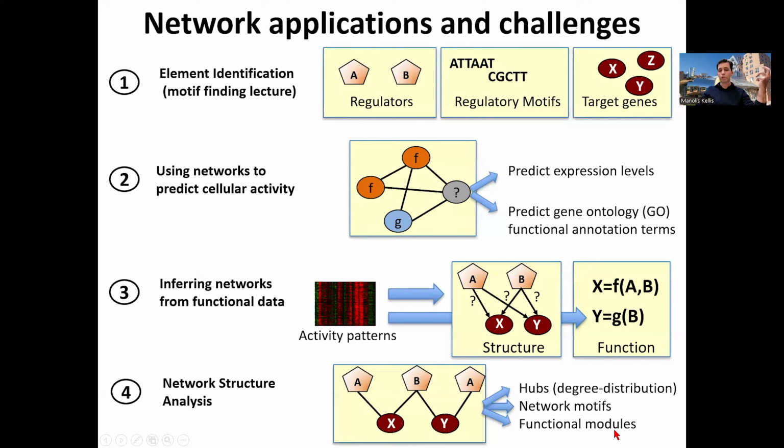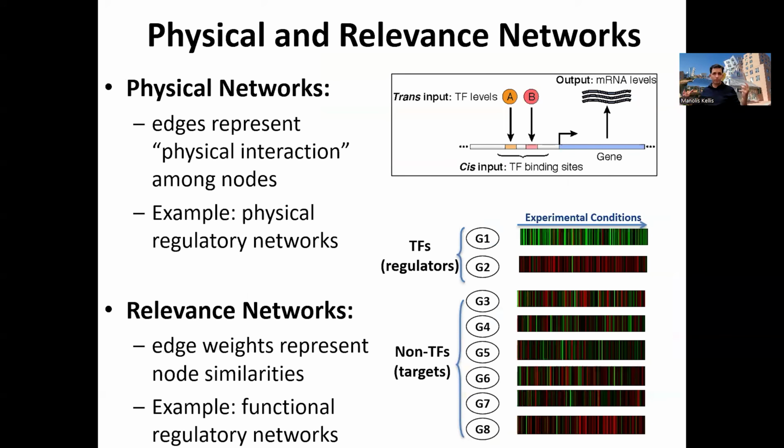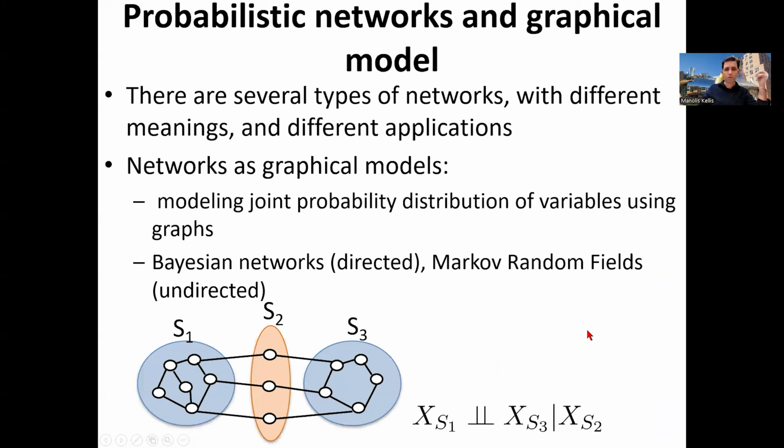And I might also want to discover functional modules. I might want to decompose a very highly connected graph into subsets that are more densely connected than the rest. Sounds good? All right, so then we talked about physical networks where the edges represent some kind of physical interaction, and relevance networks or functional networks, where the edges simply represent how similar things are to each other, how co-expressed they are, as I mentioned earlier, where you don't need a physical instantiation. You can just have some kind of functional interpretation.